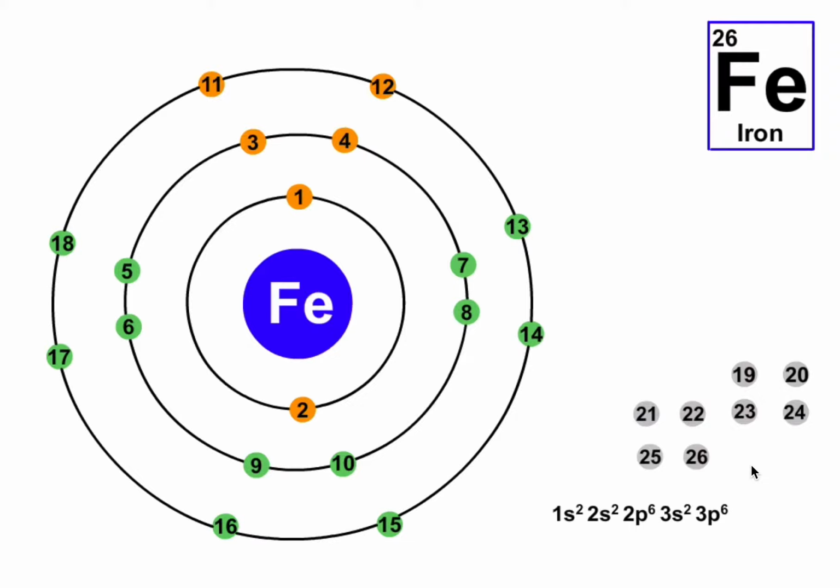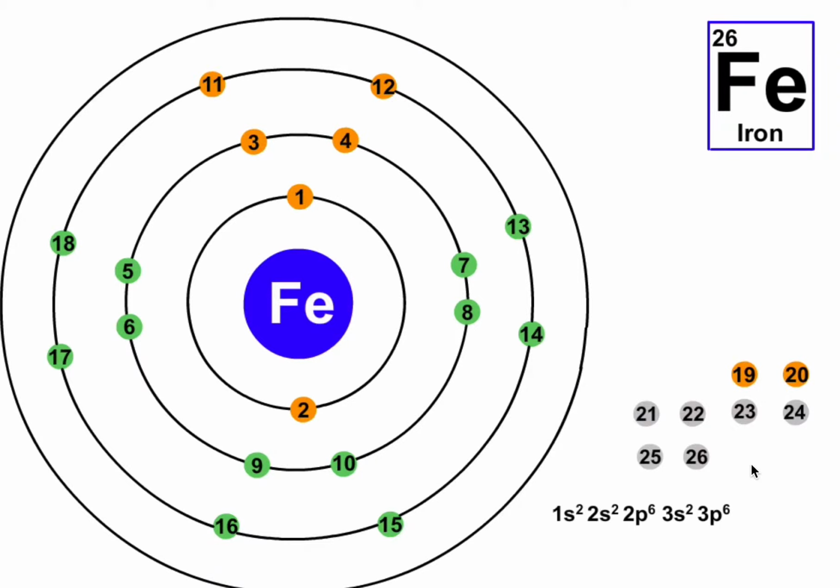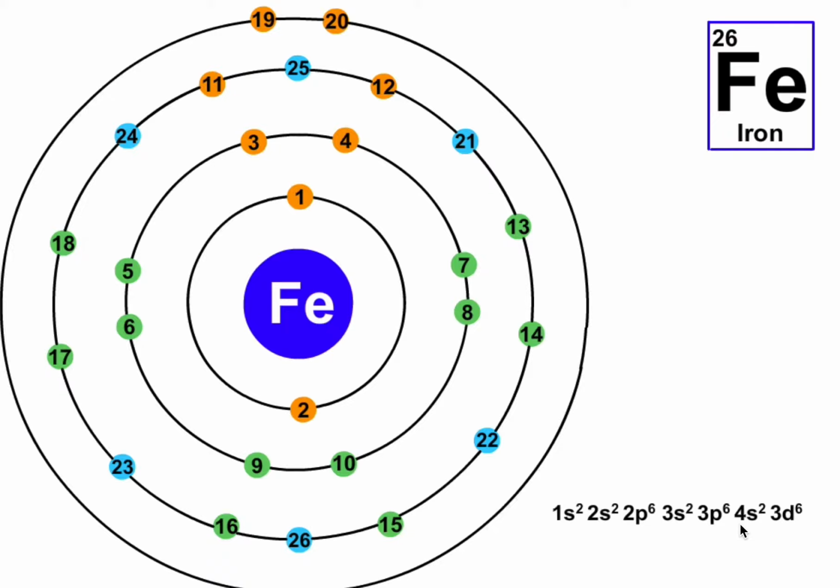However, after 3p, things don't quite stick to the pattern. We would expect that 3d would be the next subshell to fill. However, it's actually 4s that fills first. This is because the 3d orbitals are at a higher energy level than 4s. Once the 4s subshell is filled, the 3d begins to fill. Given an iron atom's final electron configuration of 1s2, 2s2, 2p6, 3s2, 3p6, 4s2, 3d6.